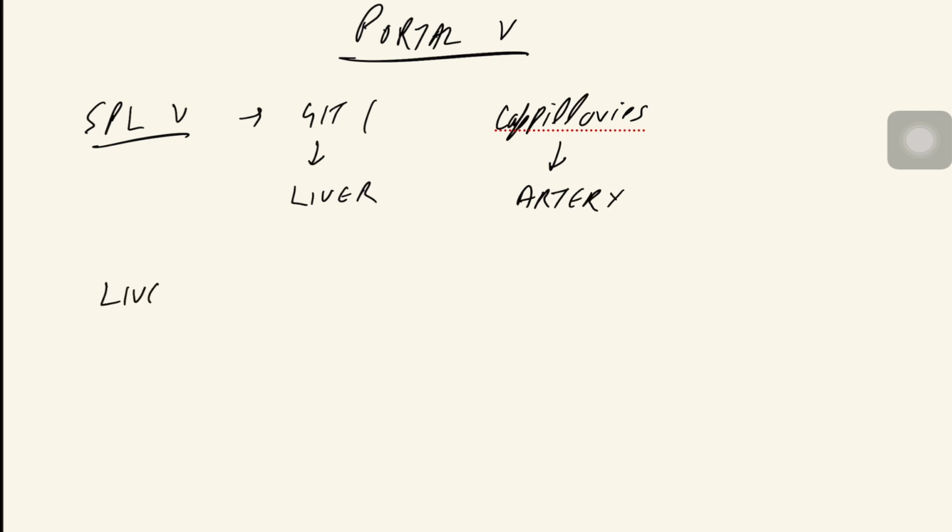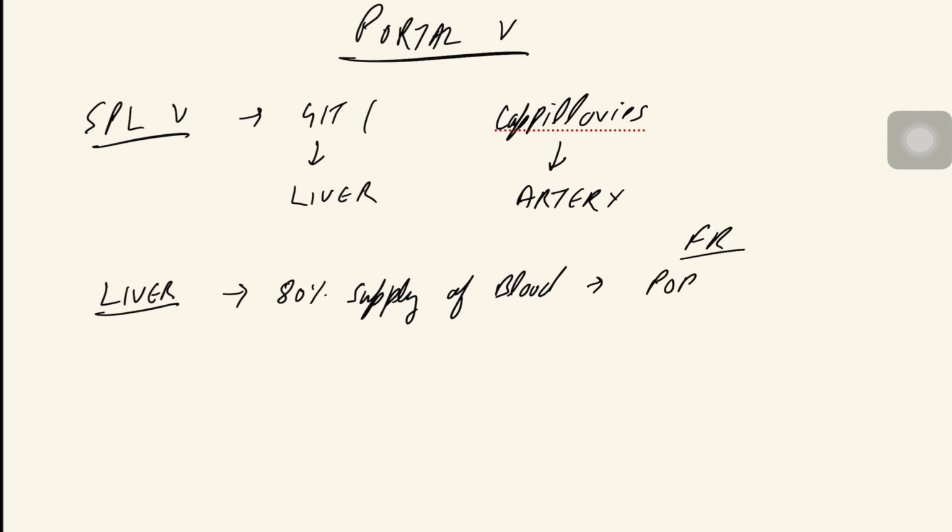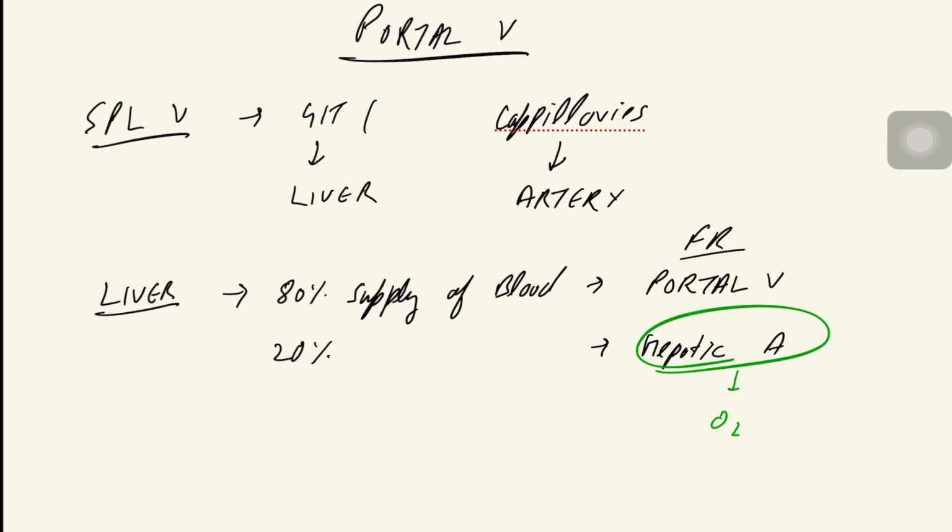So you have a liver. Liver receives 80% supply of blood from portal vein and 20% from hepatic artery. Hepatic artery provides oxygen, portal vein provides nutrients.